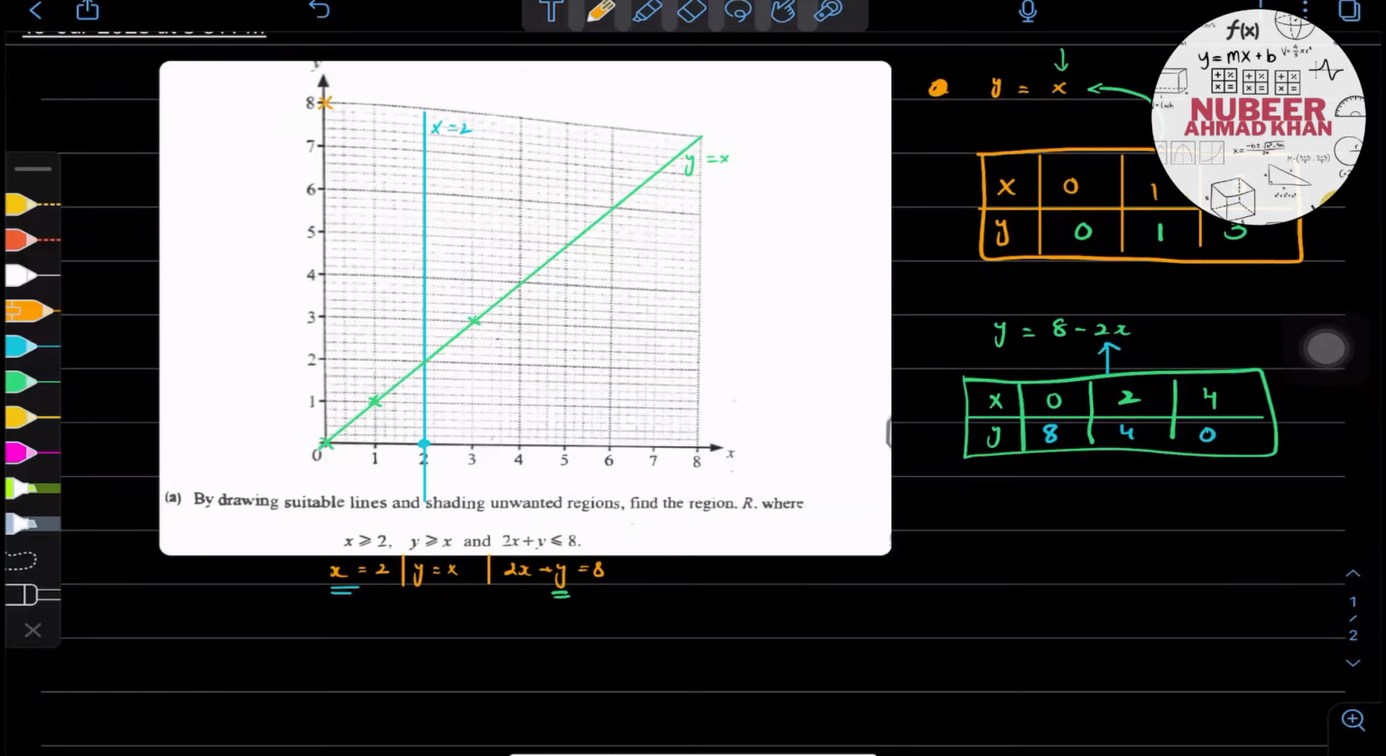So you are going to plot these points on the graph. जैसे 0 पे हो गई 8, 2 पे है the value is 4 and 4 पे है the value is 0. So you are going to draw a line like this.